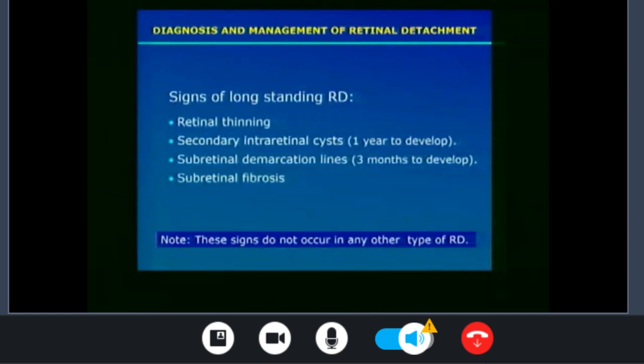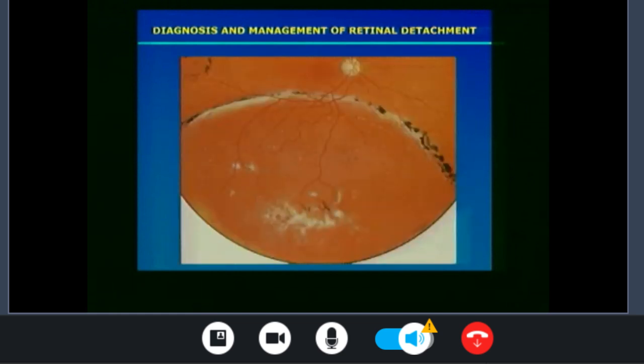Retinal thinning, retinal cyst. Retinal cyst needs 1 year to develop. I operated one patient with retinal cyst, and she told me the detachment was only for a few weeks. But if there's a cyst, it needs 1 year to develop. Subretinal demarcation line needs 3 months to develop. So this is a drawing to show you the pigmented demarcation line, which needs at least 3 months.